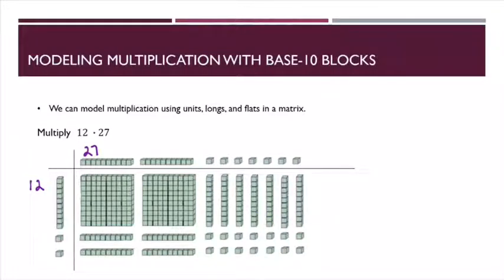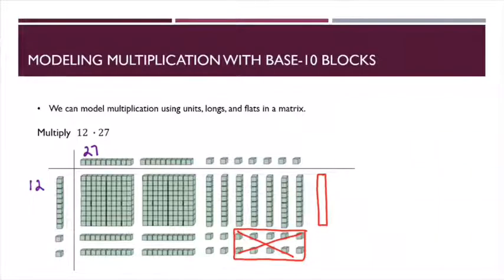And now the fun part, we need to do the regrouping. So we're in base 10, so it takes 10 units to make a long and 10 longs to make a flat and 10 flats to make a block. So we'll just start circling here. Let's take these 10 units and put them together, and they will make 1 long. Now I'm going to cross this out so I don't accidentally reuse those.